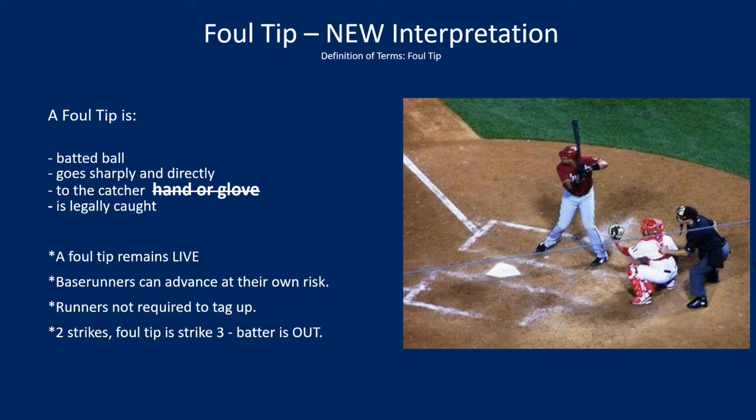The different part to this rule now is that it doesn't initially need to go back to the catcher's hand or glove. It could hit the catcher's chest protector, mask, and then get legally caught in their hand or glove. So a little bit of a difference. Let's take a look at some examples now.